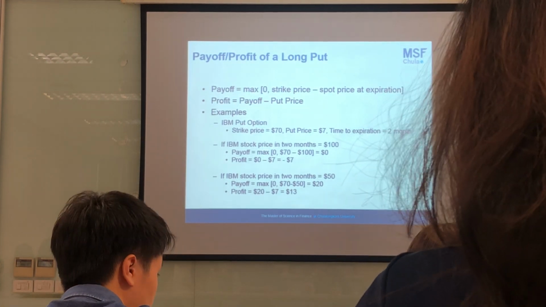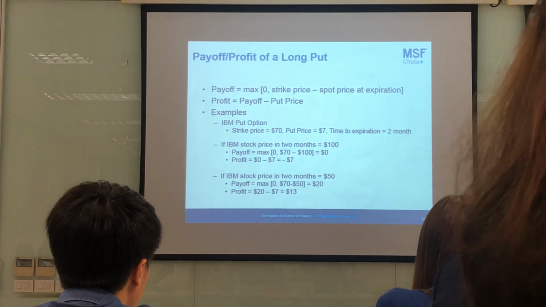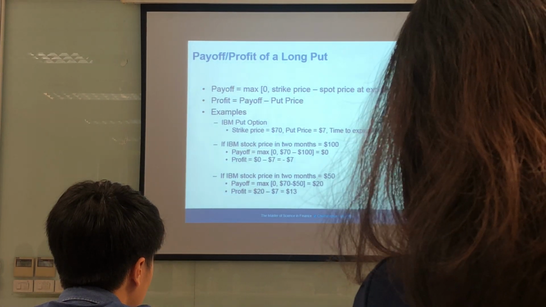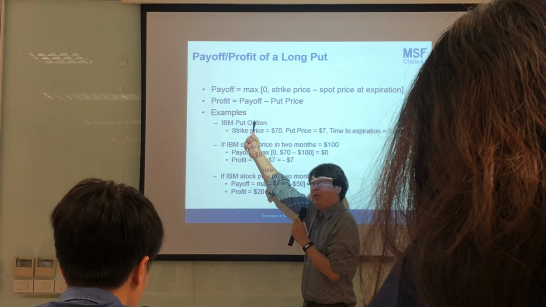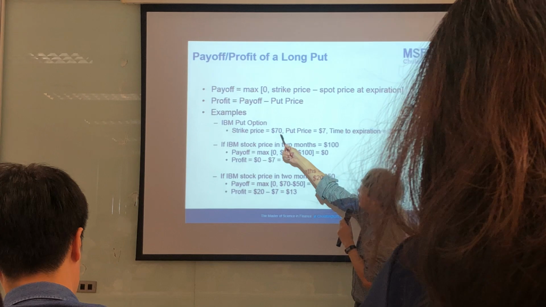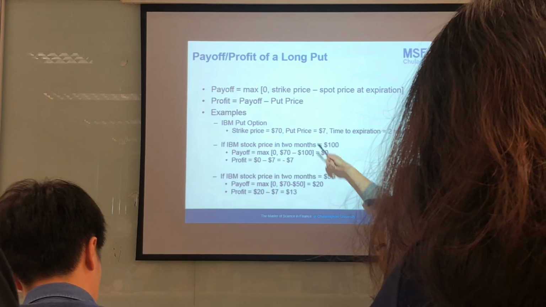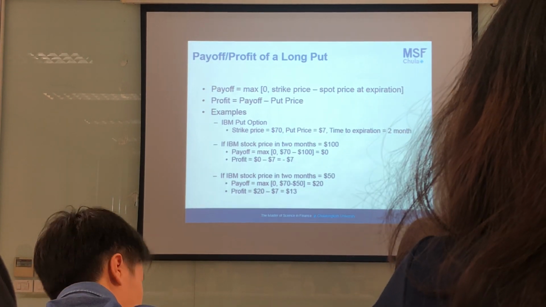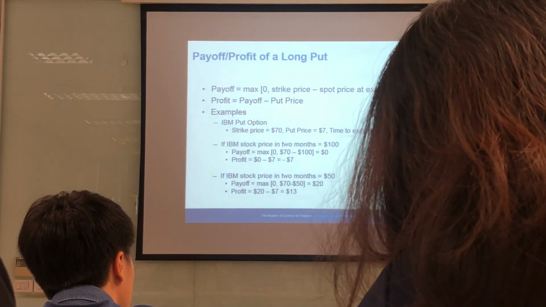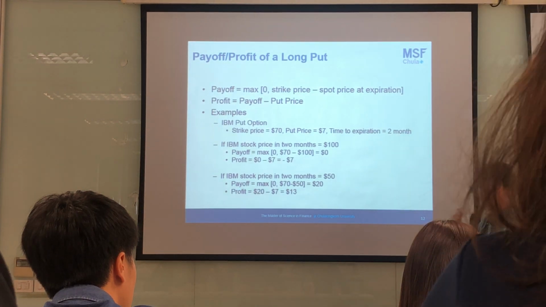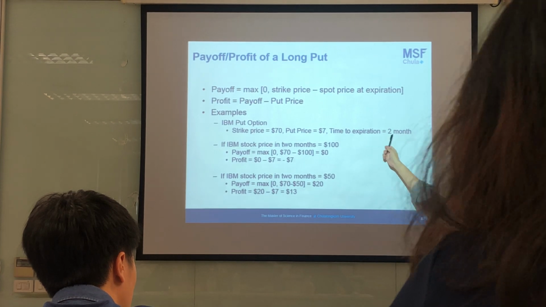For the put option, the put option is the option that gives you the right to sell the underlying asset at a certain price, the exercise price. Suppose that you buy a put option on IBM stock. The exercise price of this put option is $70. The put price is $7 per put option, where one option can sell one share of IBM. Time to expiration is 2 months.